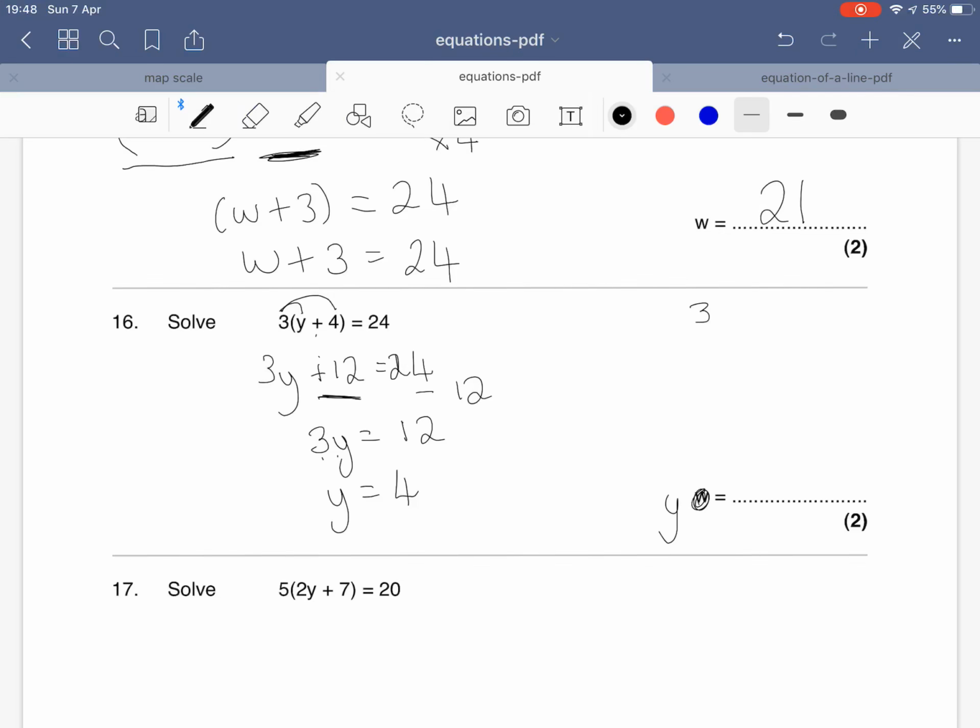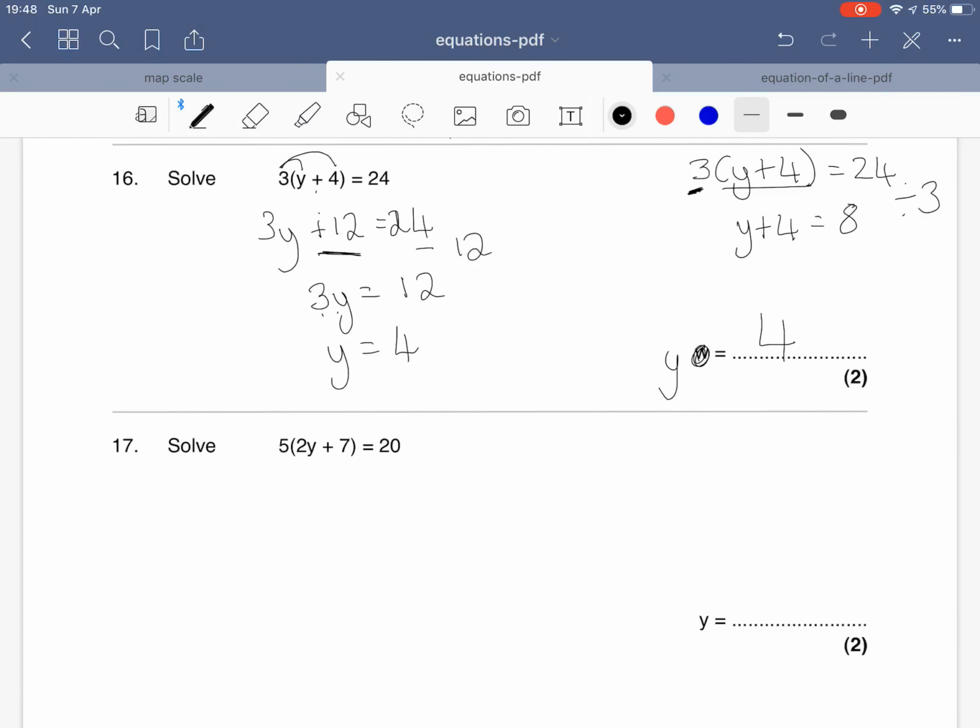Different way to do it, which is a little bit quicker. Sometimes it works, sometimes it doesn't, depending on if you've got decimals or very small numbers. This means 3 times all of that is 24. So the first thing you could do is divide by 3 to get rid of your 3. So you would have y plus 4, 24 divided by 3 is 8. And now you've just got something plus 4 is 8, which is 4. Okay, so you can divide by this number to start with if you need to.